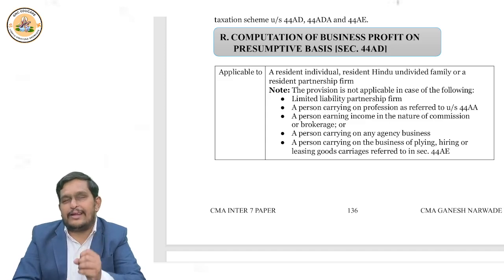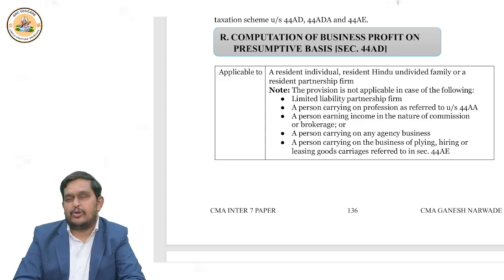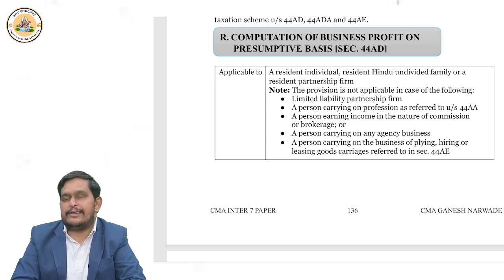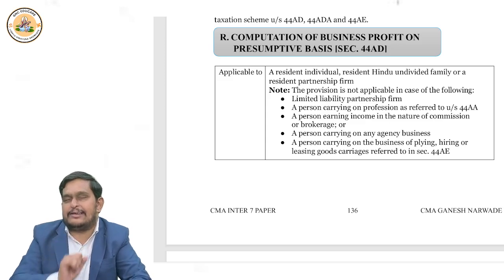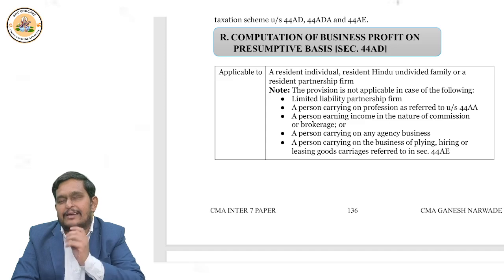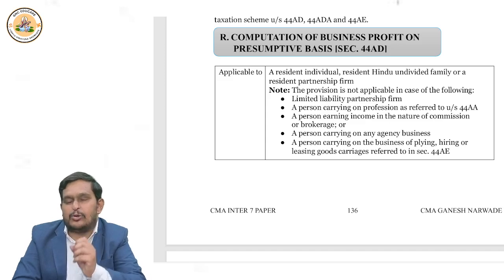Then to whom don't these sections apply? Basically there are 5 entities. Who are they? First is limited liability partnership. Now why did we write limited liability partnership? Because just above this line we wrote resident partnership firms. So it is applicable to a partnership firm registered under the Indian Partnership Act 1932, but it is not applicable to limited liability partnerships registered under the LLP Act 2008. So not applicable to LLPs.